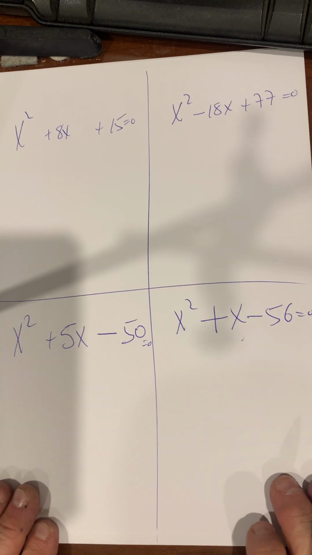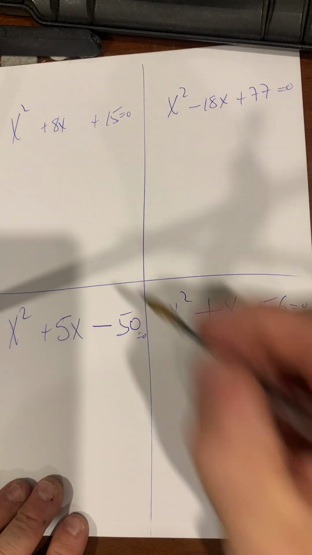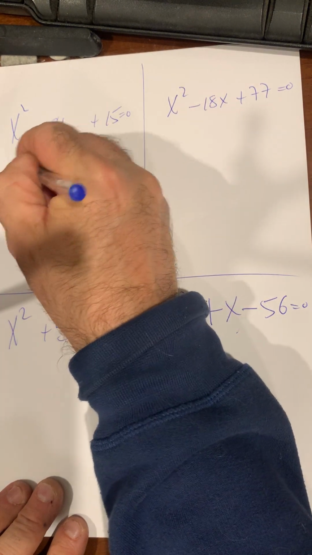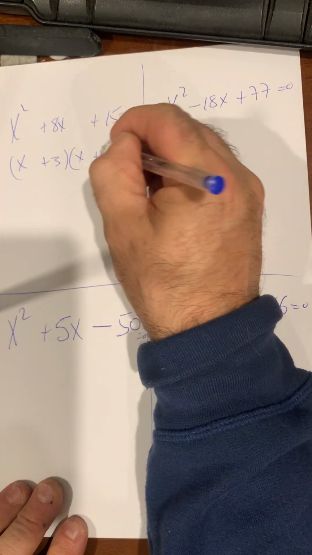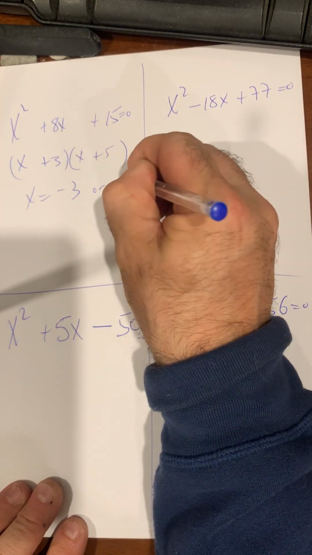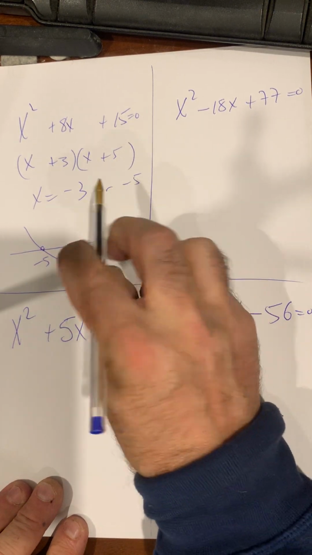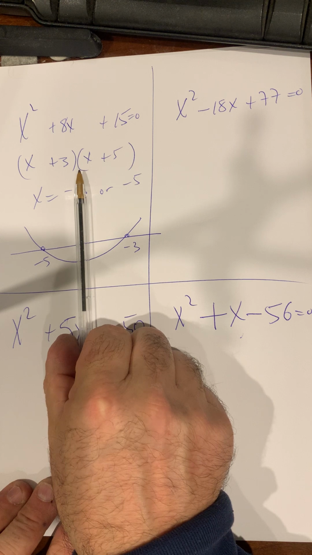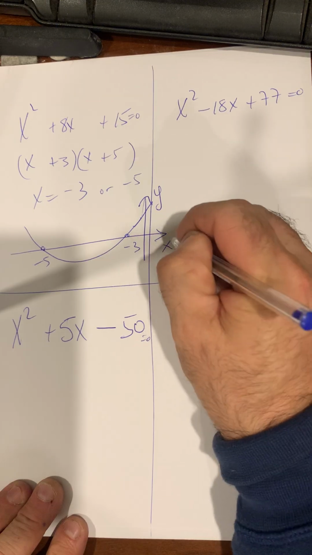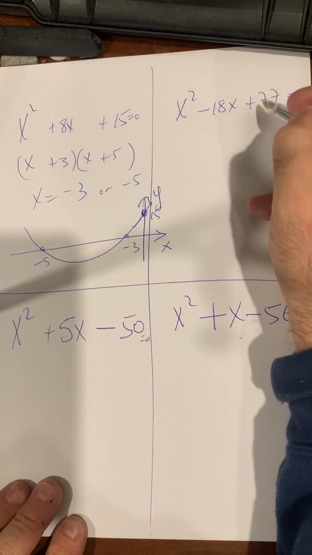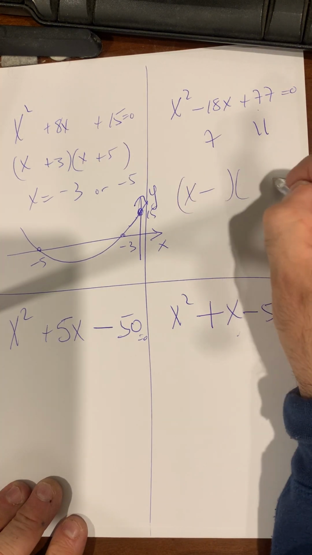Pause the video. When you're done, turn the video back on again. Welcome back. Okay, so it is positive, positive, 3, 5, minus 3 or minus 5, sketch, boom, minus 5, minus 3. We have moved in the positive direction a lot. Here's my y-axis, my x-axis, and my intercept is 15. 7 and 11 are my numbers. They're both minus.